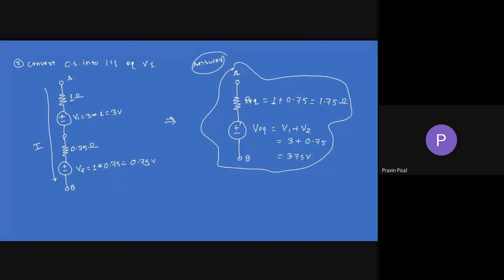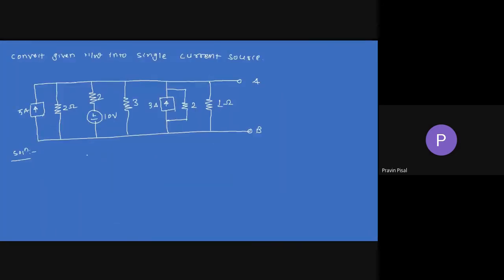So if you see, here we have used only the first four rules. The first rule is to convert voltage source into current source. Second rule we have discussed, convert the current source into voltage source. Then the series connection of voltage sources and then the parallel connection of current sources. So in that way, you can easily solve any type of question.